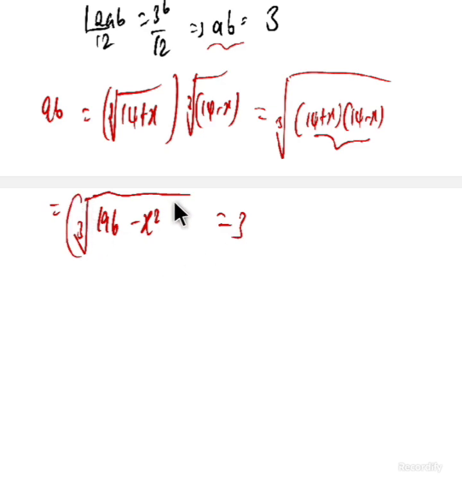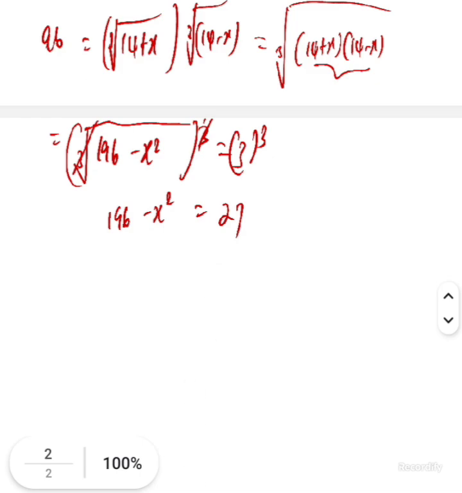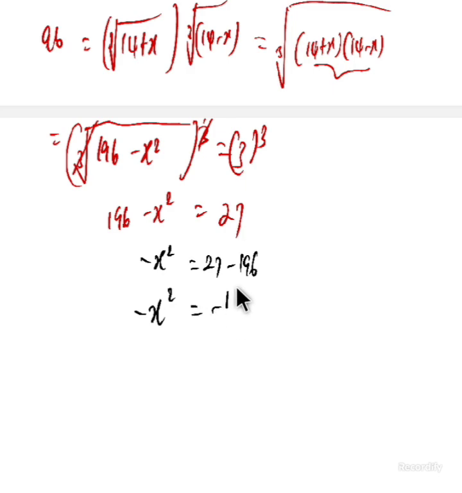Which is now equal to 3. The next thing is to raise both sides to the third power so that we can eradicate the cube root. So we cancel our cube roots, and we have 196 minus x squared is equal to 27, because 3 raised to the power of 3 gives us 27. Next we collect like terms: negative x squared is equal to 27 minus 196. What is 27 minus 196? That gives us negative 169. So negative x squared is equal to negative 169.